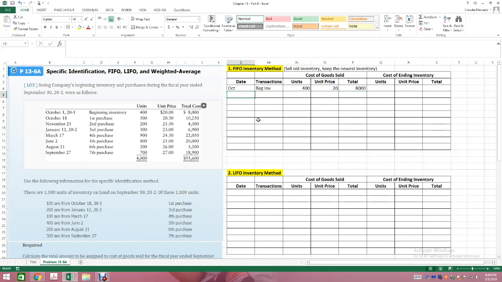Next, I have my October the 18th. Over here, I forgot to put October the 1st. So October the 18th, that was my first purchase, and we purchased 500 units at $20.50. And that was $10,250.